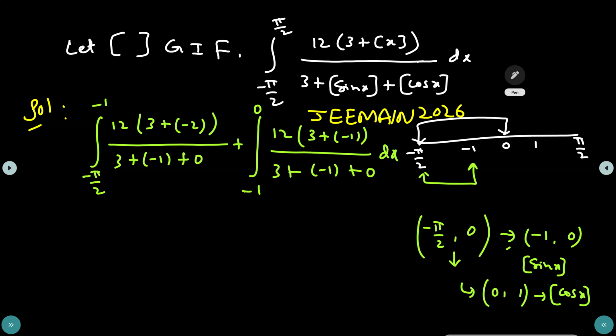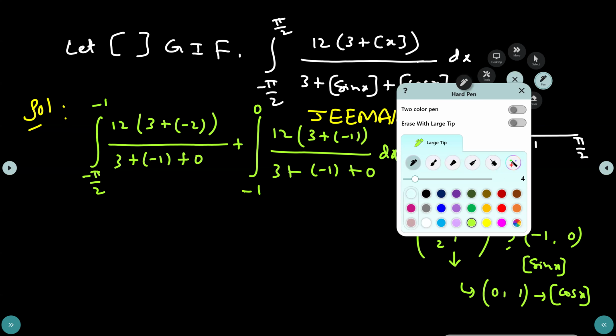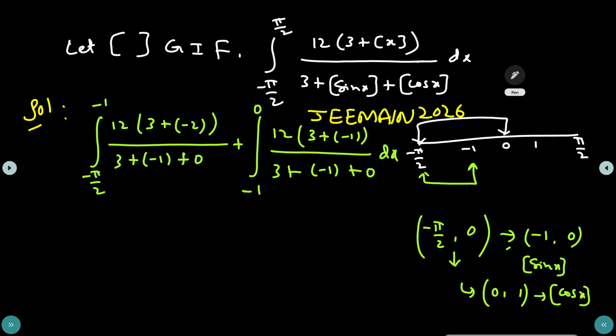Now move to the next part, 0 to 1 and 0 to pi by 2. Clear? Observe here clearly. The next one, integral 0 to 1, 12 into 3 plus, it's easy. 0 to 1 means, what is 0 to 1? Step of 0 point something, which is 0. So 0 here, by 3.